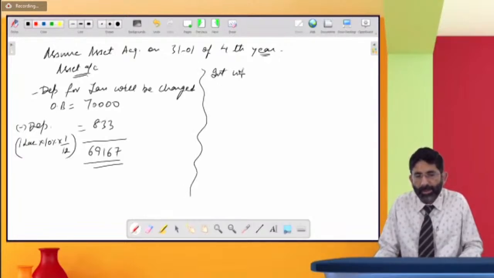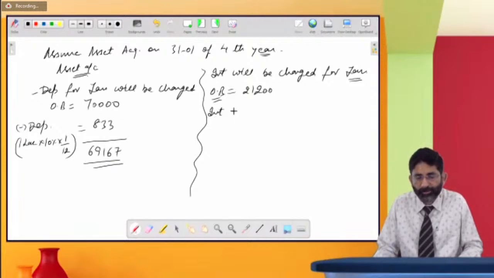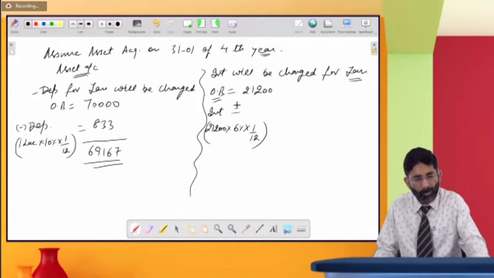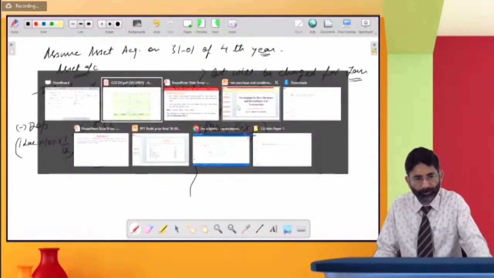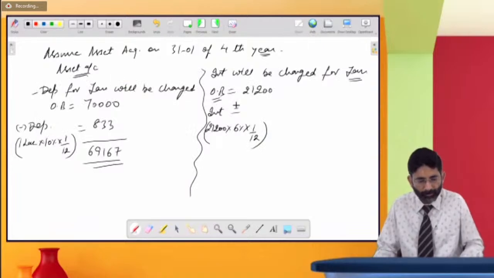Interest will be charged for January. On which amount? It will be charged on 21,200, whatever is the outstanding amount. Opening balance is 21,200. So interest for January will be 21,200 into 6% into 1 by 12. So get it how much it is? Waiting for your answer, beta. Get the interest.